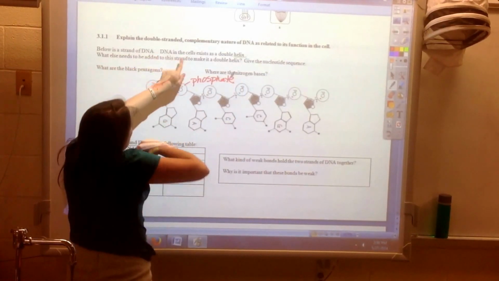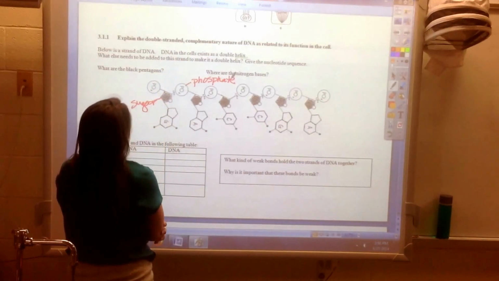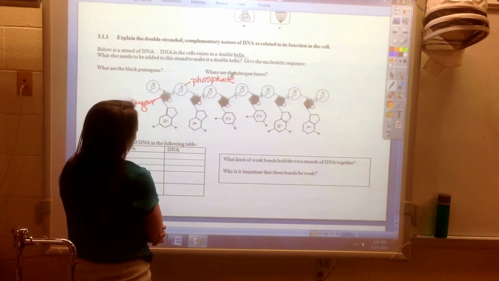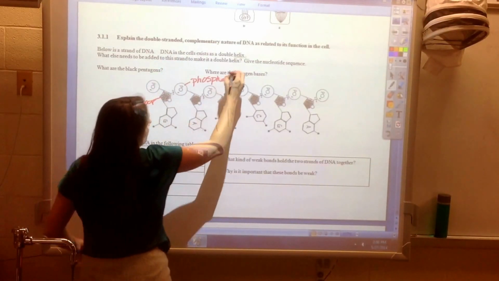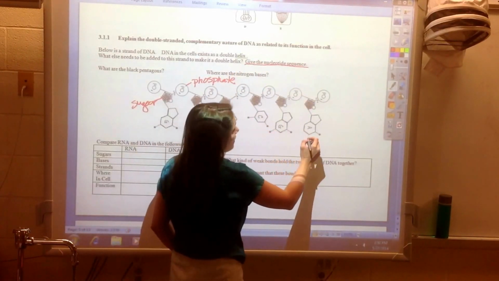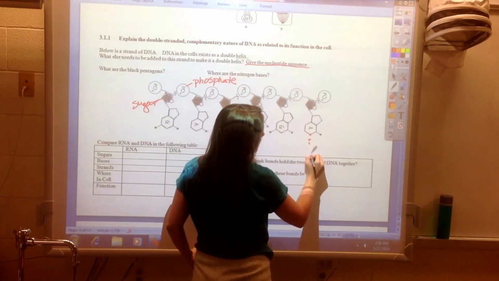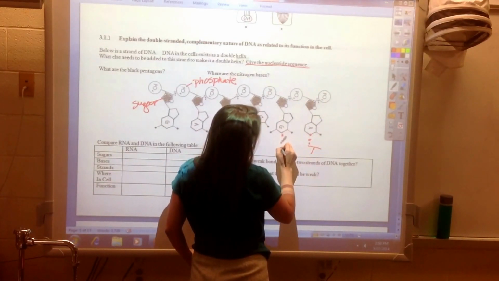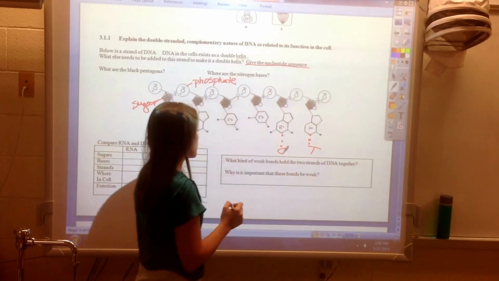Below is a strand of DNA. DNA in the cells exists as a double helix. What else needed to be added to the strand to make it a double helix? Give the nucleotide sequence. So this is one side of DNA. That means that across from the A would be a T, and across from the G would be a C.